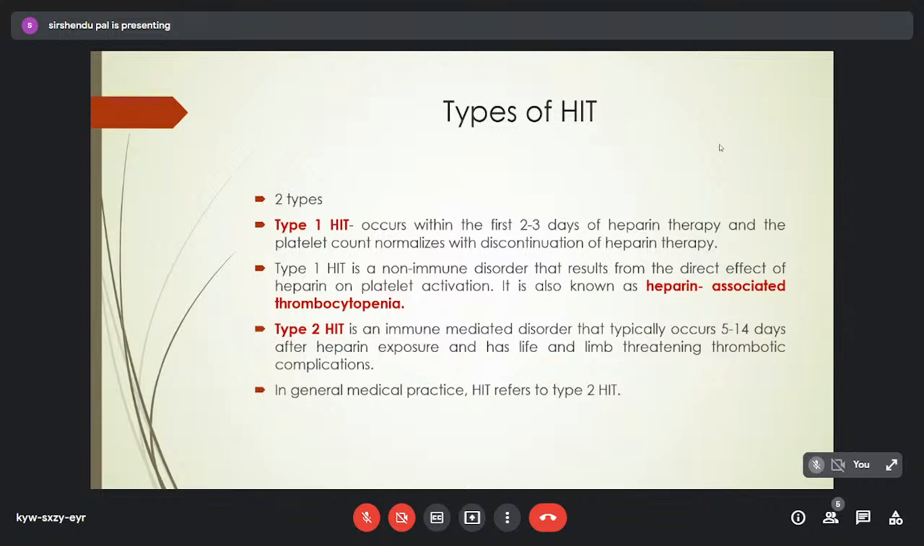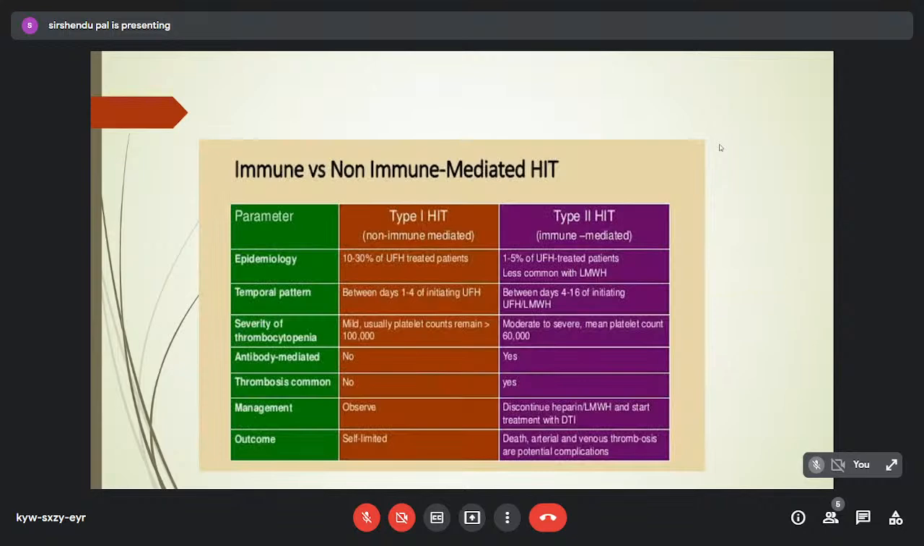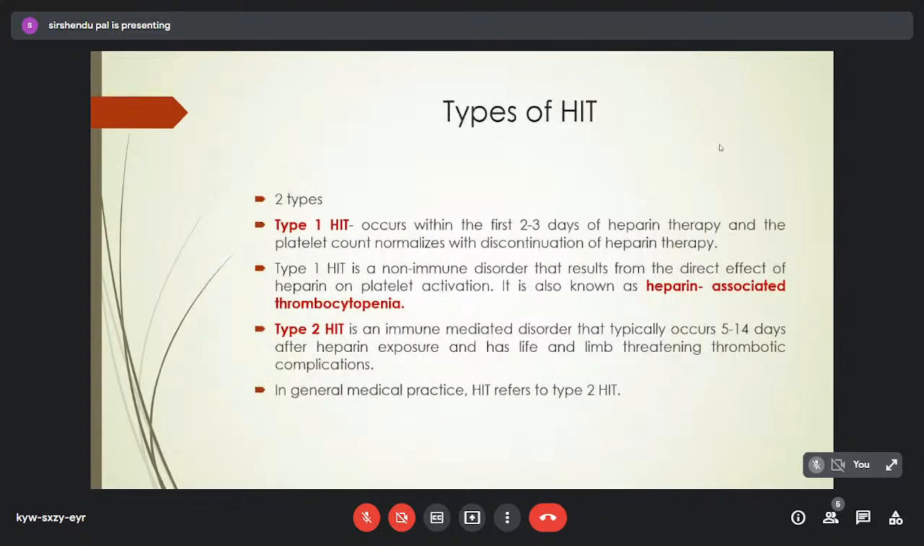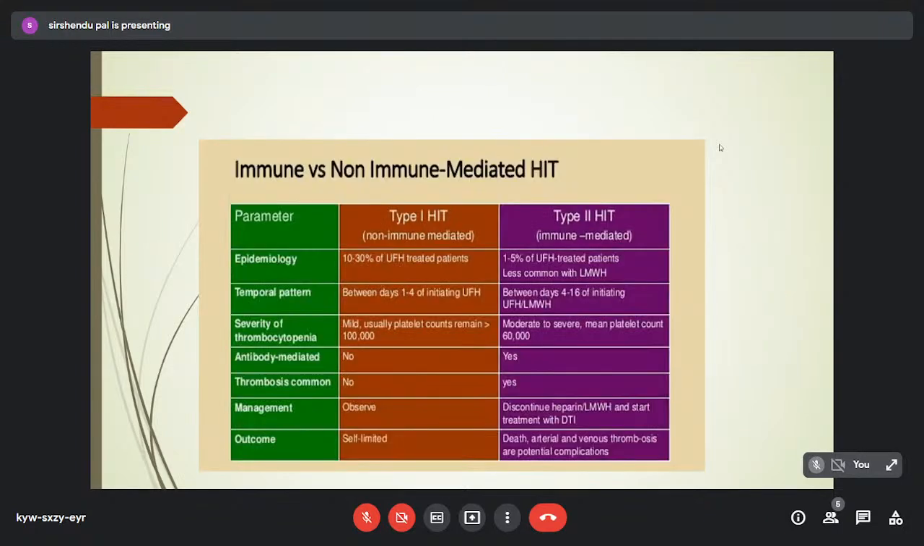In general medical practice, HIT actually refers to type 2 HIT, and we classify type 2 HIT as HIT. This is the chart showing the differences between the immune and the non-immune type of heparin-induced thrombocytopenia.